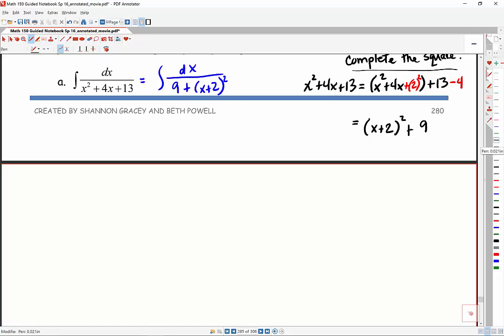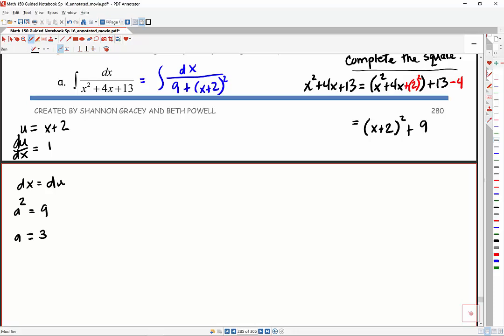After completing the square, we can say our u would be x plus 2. du dx is what? 1. So dx is just du. And remember that a was required to be greater than 0, so positive. So basically a squared is 9, and taking our positive root, we get a is 3. Okay, so far?